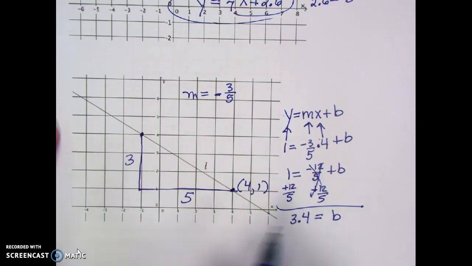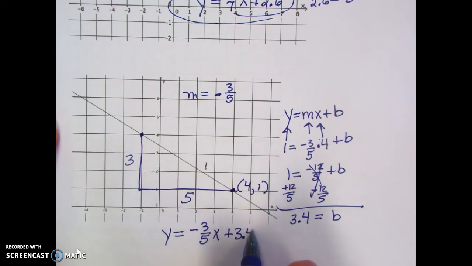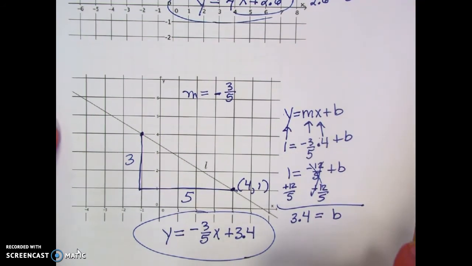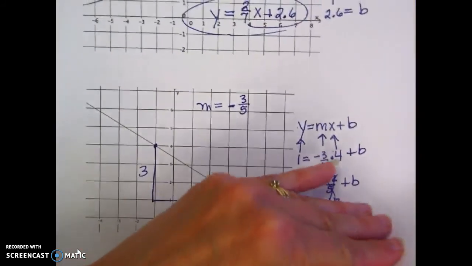Now we still have to write our equation. Y equals slope x plus our b value. And there's our equation for that line. So we're going to put a couple steps down here if you want to jot those down so you have them.